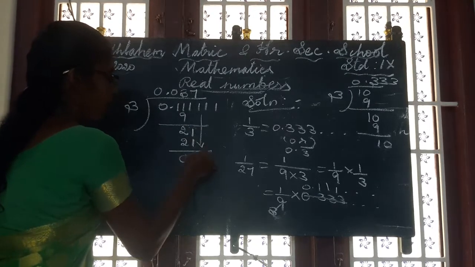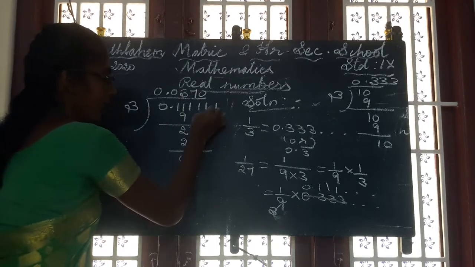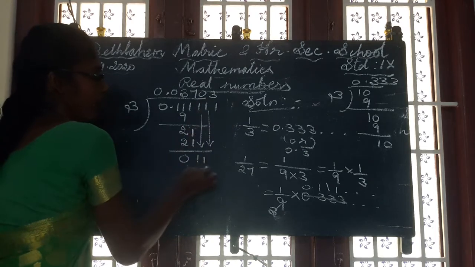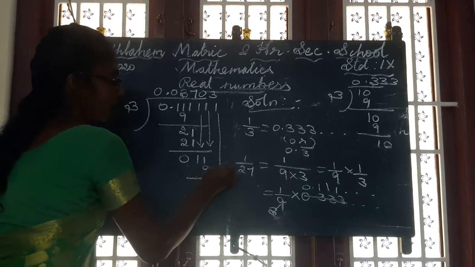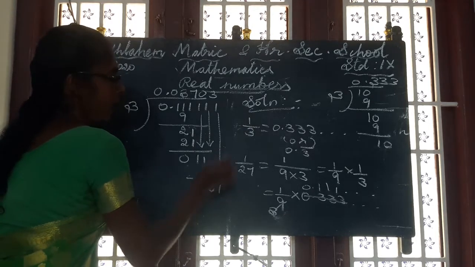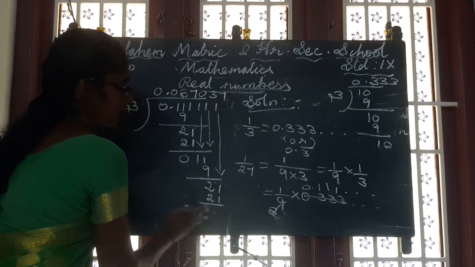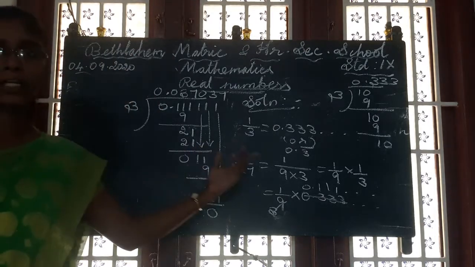Next, 1 take it. 1 in time it will not go, so 0. Next digit also take it together. How many times? 3 times, 9 will be get. Next 2 balance, 7. Next 1: 7 times, what will be get? 21. Next again 0 remainder. Next again it will continue this.